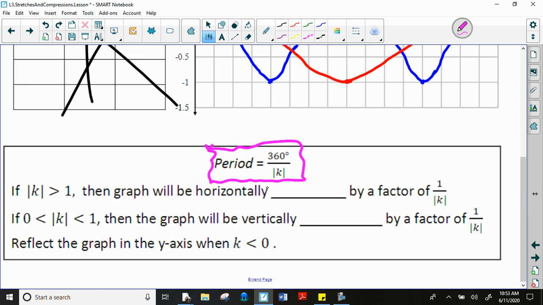That's important to remember because every question that you do, you're going to have to be able to use this understanding to find out what your period is. That's one of the most common questions. What is the period? How long does it take to complete one cycle? If you have inside the function a number as a k value that is bigger than 1, the graph will be horizontally compressed.